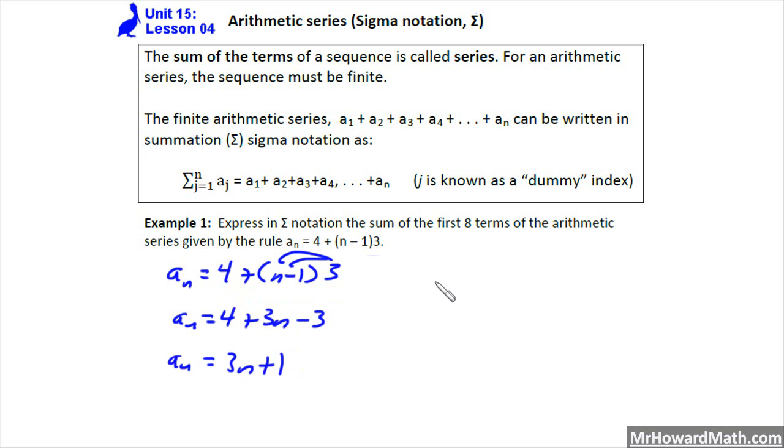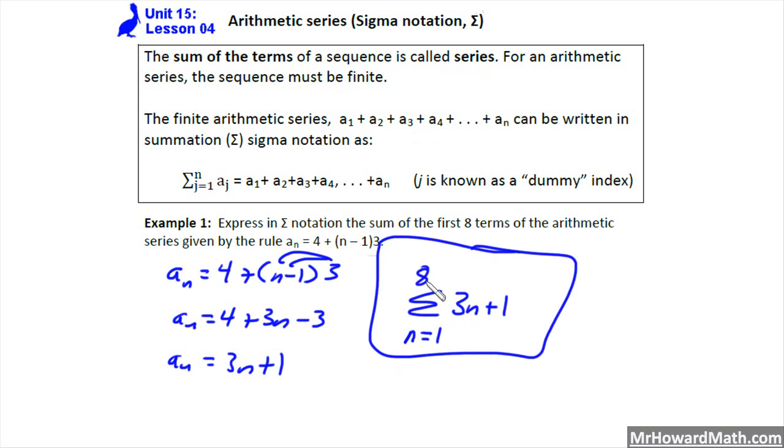So here's our rule. Now using the sigma notation, we want to start with the first term, n equals 1. We're using n here, that's our variable, and we want to go to the 8th term in the sequence that we're going to sum. So this is the way that starts, and then we write our rule, 3n plus 1, and there it is. That is the sigma notation for the given rule for the first 8 terms. So we're summing up term 1 through 8. And we probably should put this in parentheses there, and we'll call that good for example 1.